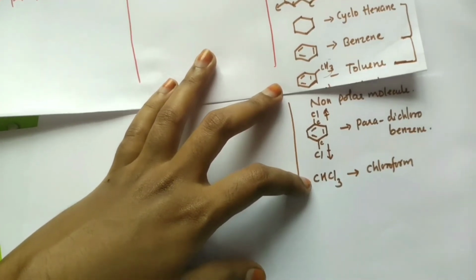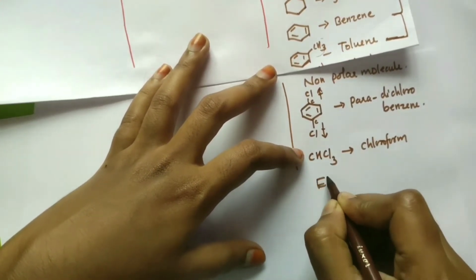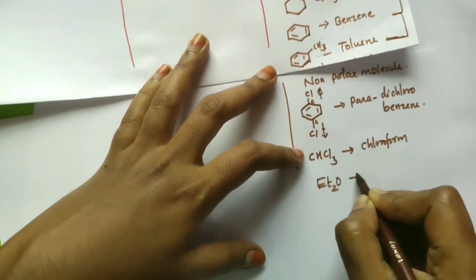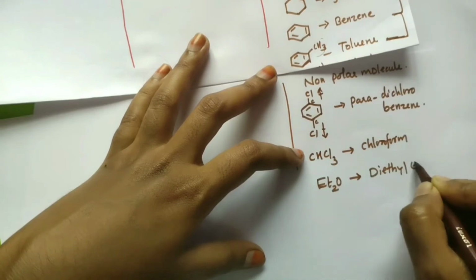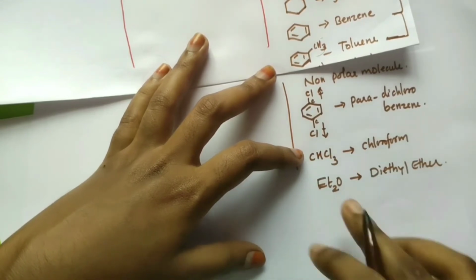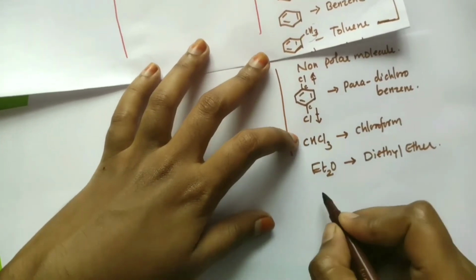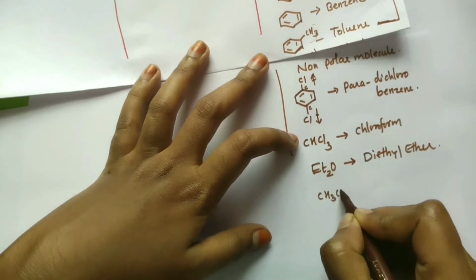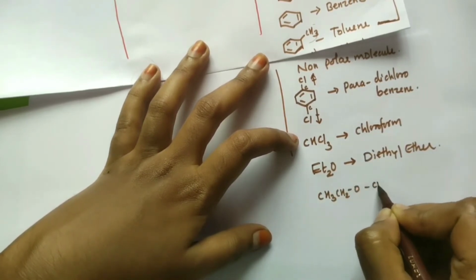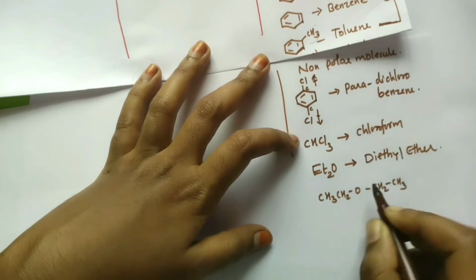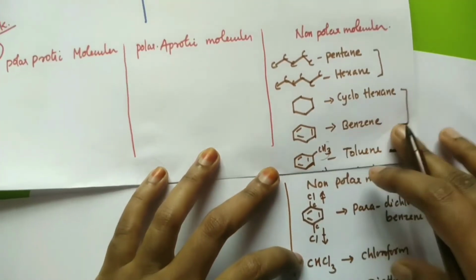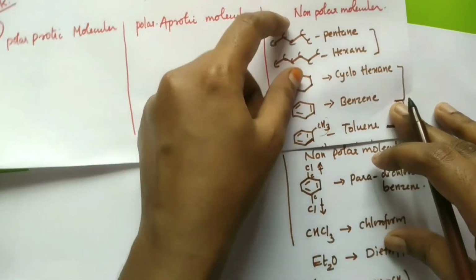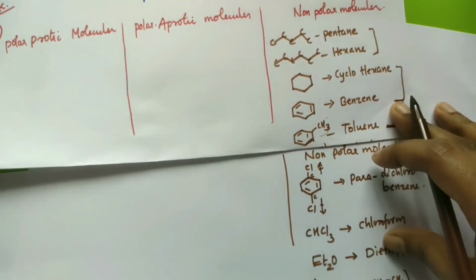And now the last one you have to remember is Et2O. What is Et2O? Diethyl ether. So you have to remember these two. The structure is CH3CH2OCH2CH3. This is diethyl ether. So make non-polar molecules as pairs to easily understand.